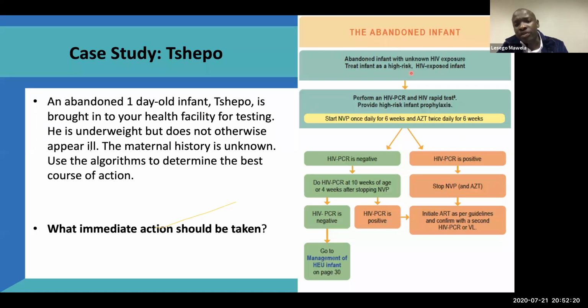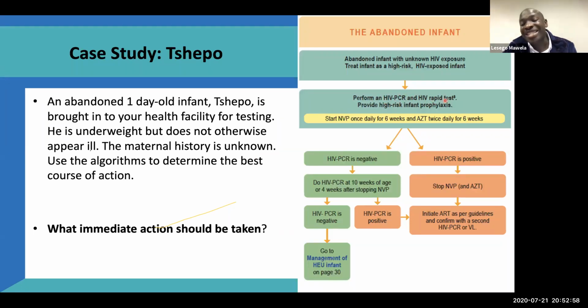But when it comes to HIV, you say, well, this child we treat as exposed because we don't know where the mother is. The child is high risk. When you see high risk, you know you have to start nevirapine and zidovudine, right? Both of these for 6 weeks because the child is not being breastfed, the mother is not there, and you perform both a rapid test and an HIV PCR, right? You do this because a positive HIV rapid test tells us that the mother is exposed, but it doesn't tell us the HIV status of the child.